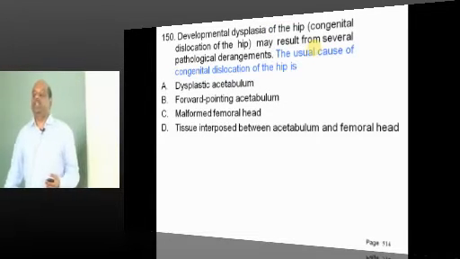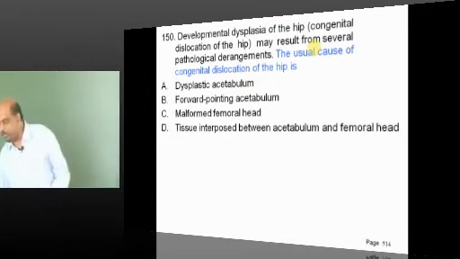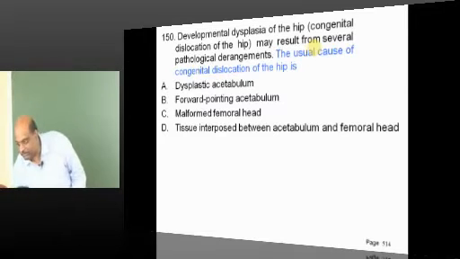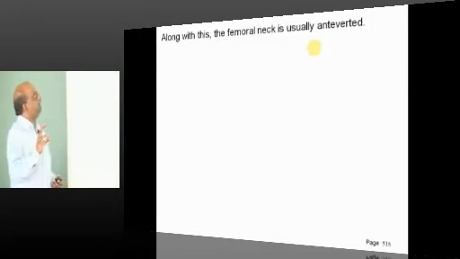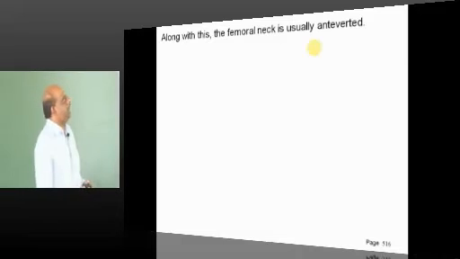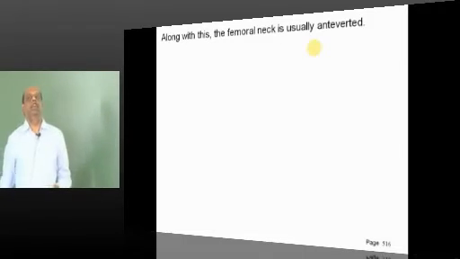Dysplasia, congenital dislocation of the hip. What is the most important predisposing factor, doctor? Dysplastic acetabulum and anteverted femoral neck is the underlying pathoanatomy.